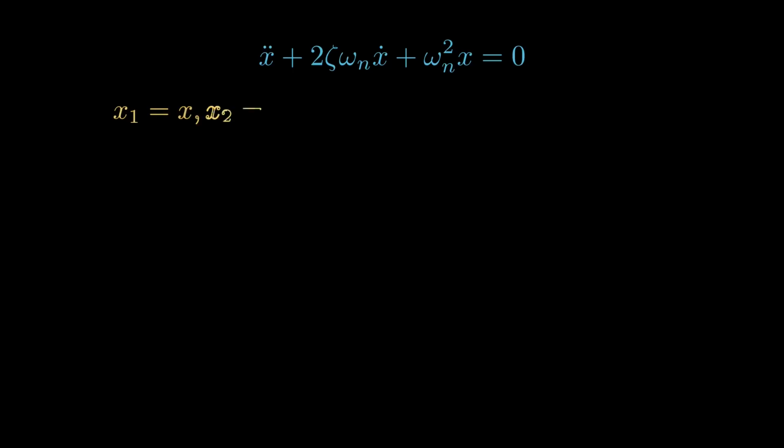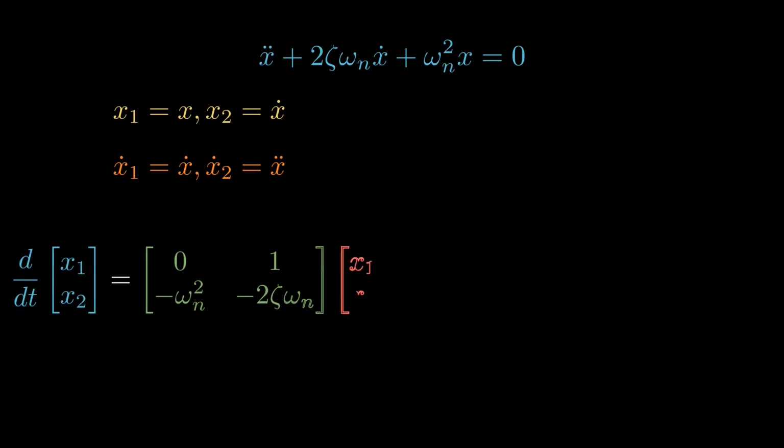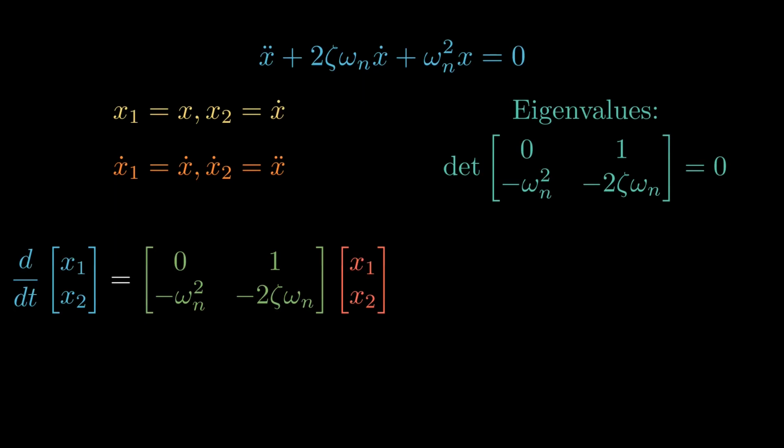To make that pivoting possible, we have to convert the second-order differential equation to a system of two first-order differential equations. By denoting x1 as x and x2 as x dot, we can rewrite the differential equation in this so-called state space form. In this form, the characteristic equation comes from equating the matrix determinant to 0, which will yield the eigenvalues. This representation will be very important in deriving the phase portrait.